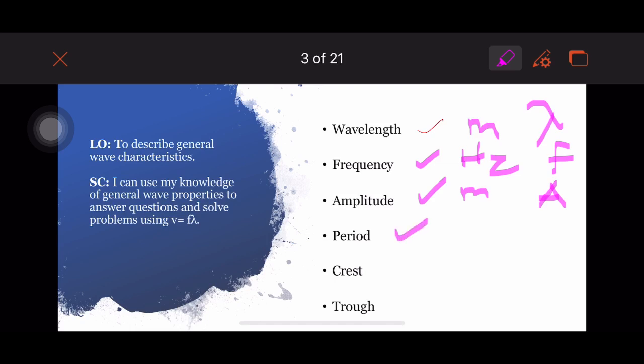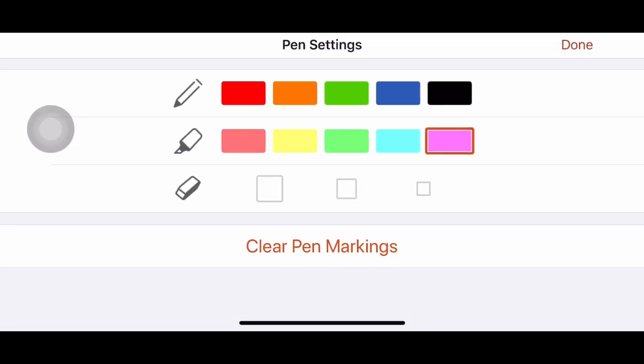And amplitude, the symbol is A. Period is measured in seconds. It's also called time period by other books. It's the time taken for a full cycle of a wave, usually measured from peak to peak or trough to trough. The symbol is big letter T, not small letter t, because small letter t is for ordinary time only. And crest is not a quantity, it's just a part of a wave, the highest part of a wave. And trough is the lowest part of a wave. All of those are the things that we learned yesterday.